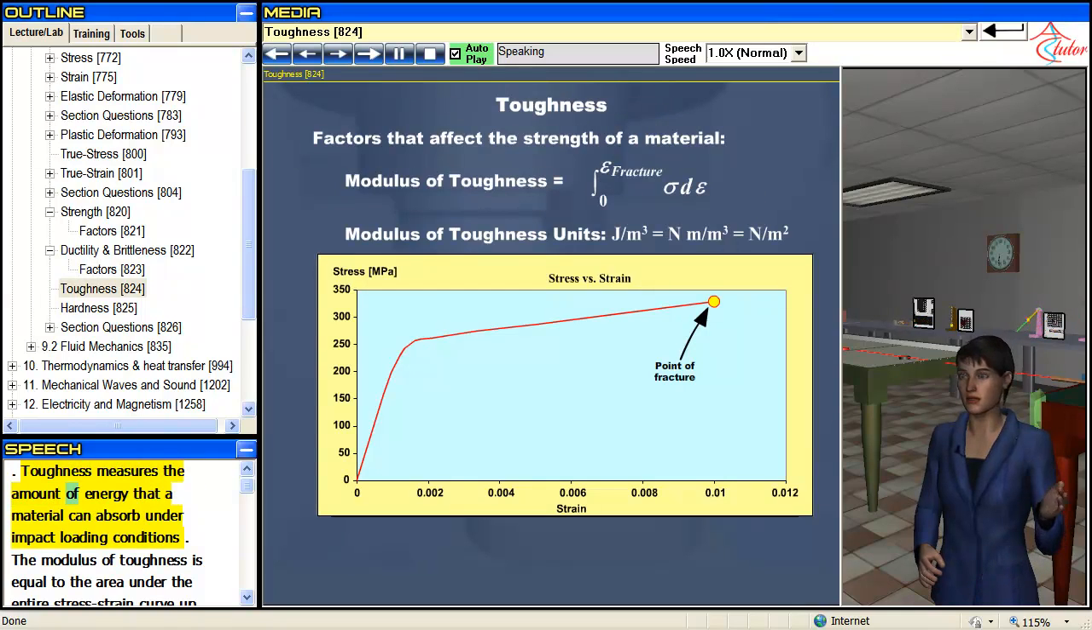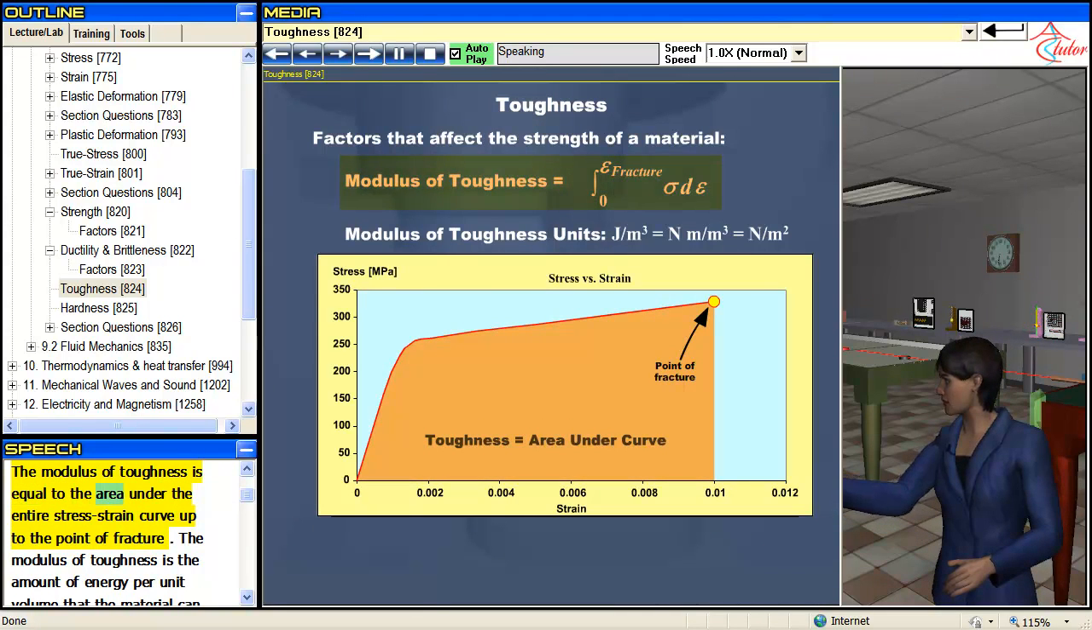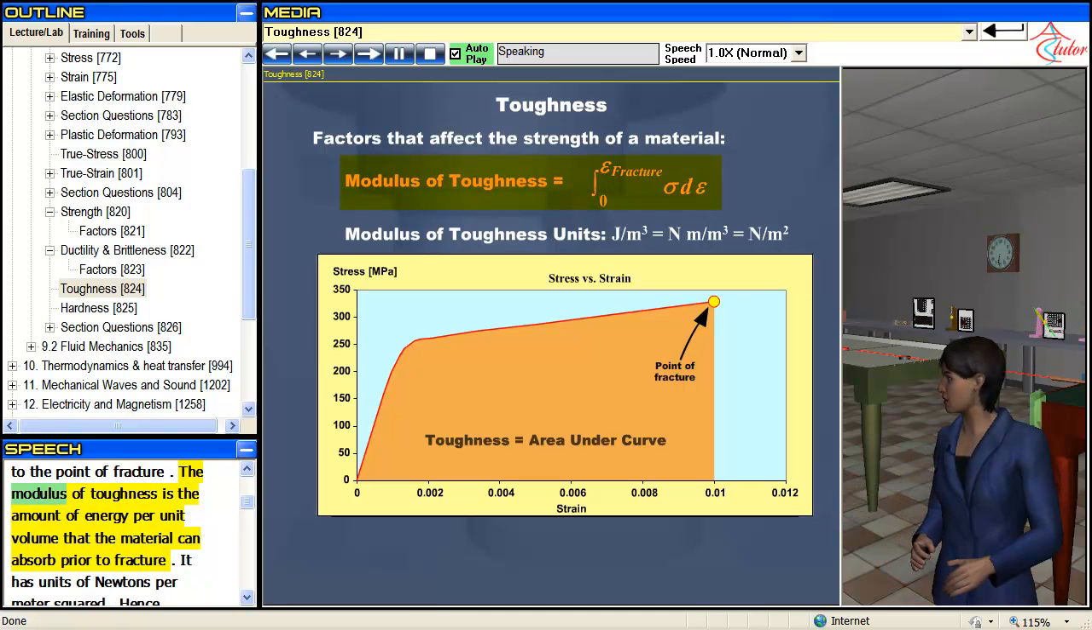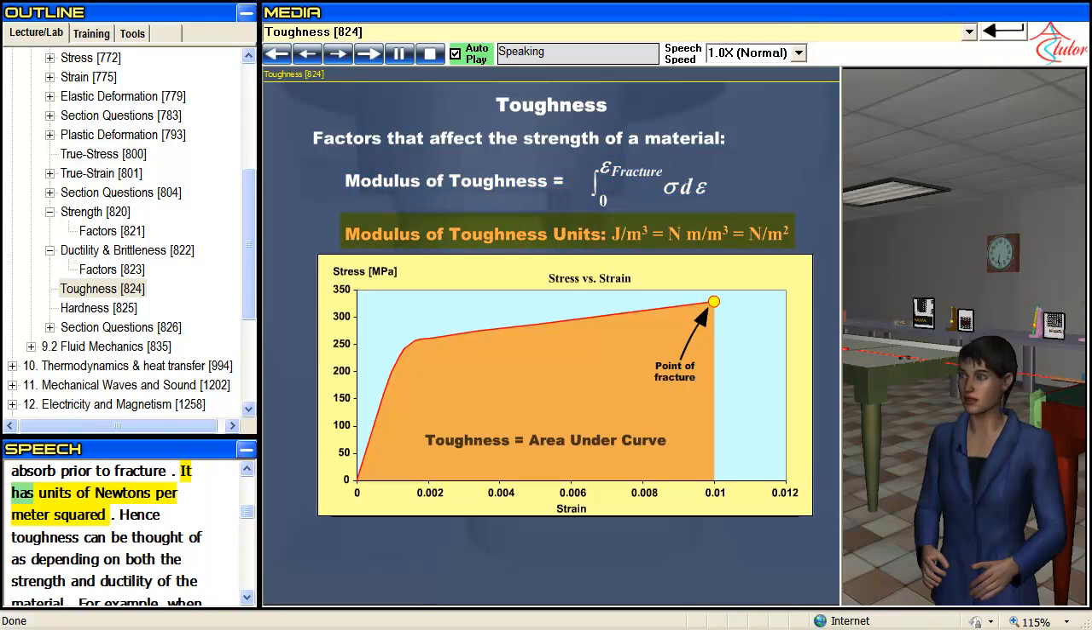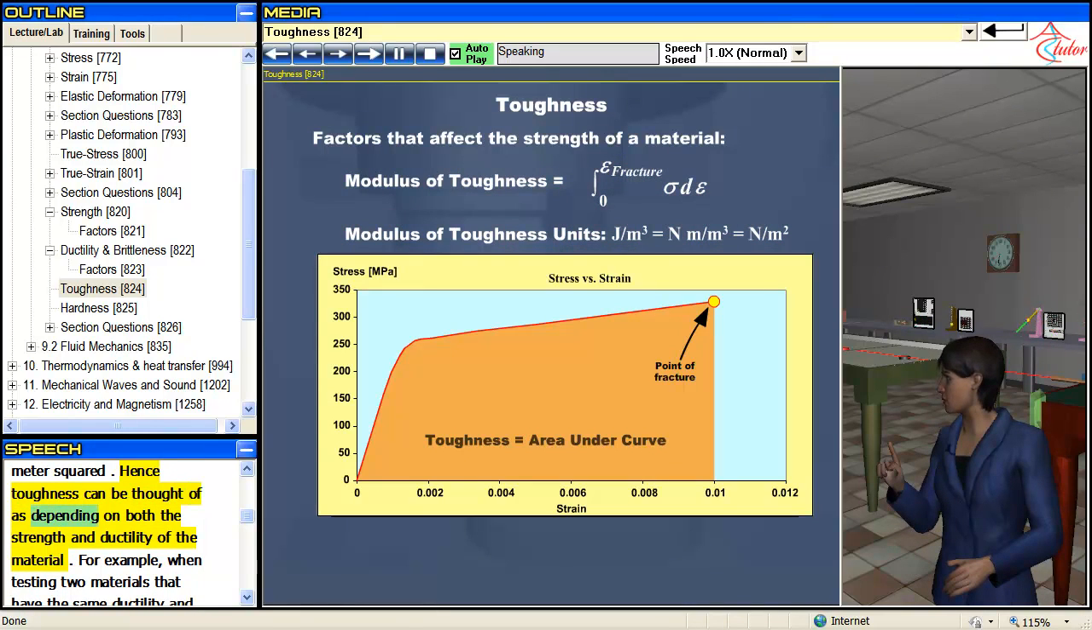Toughness measures the amount of energy that a material can absorb under impact loading conditions. The modulus of toughness is equal to the area under the entire stress-strain curve up to the point of fracture. The modulus of toughness is the amount of energy per unit volume that the material can absorb prior to fracture. It has units of newtons per meter squared. Hence, toughness can be thought of as depending on both the strength and ductility of the material.